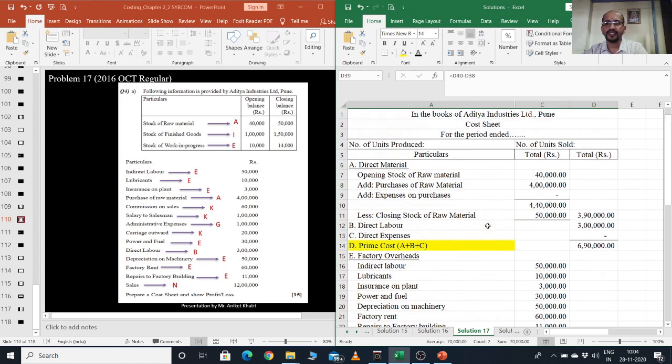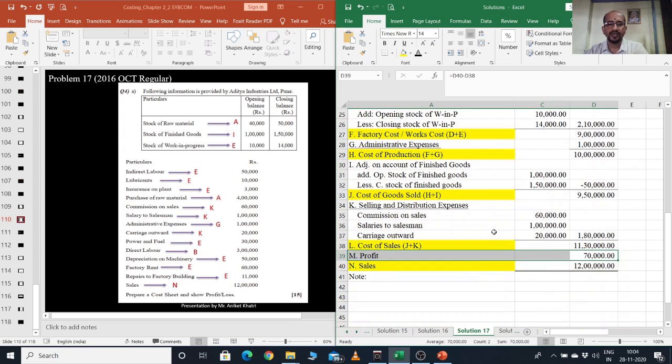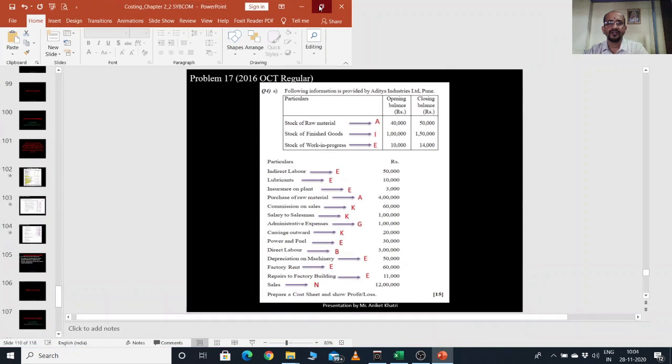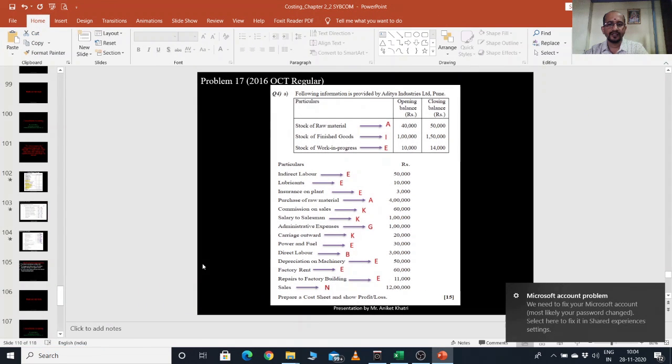Thus we have completed problem number 17 on the cost sheet. So this is the statement.